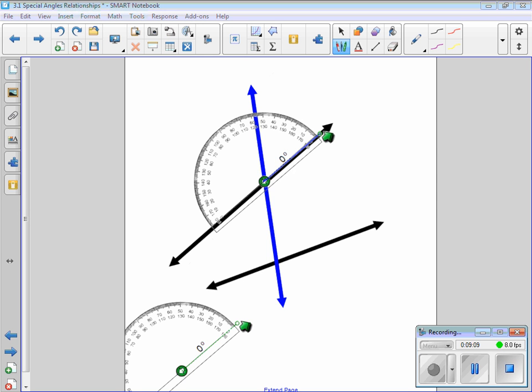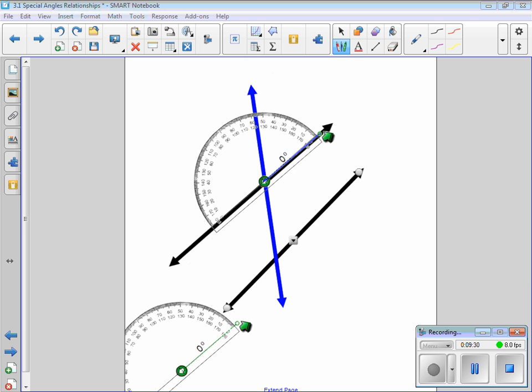I just want to take a quick second and show you something kind of interesting. These two lines are definitely not parallel. But what I want to ask is, what happens when they do become parallel? When they become parallel, something happens to some of our special angles. Well, actually, a really cool thing happens to all of them.